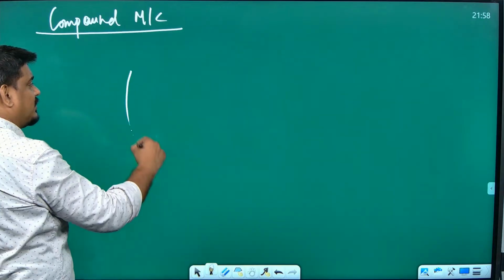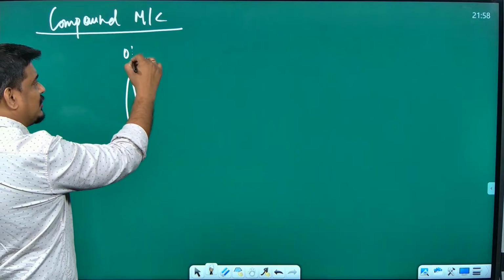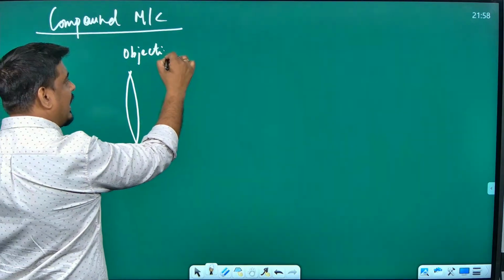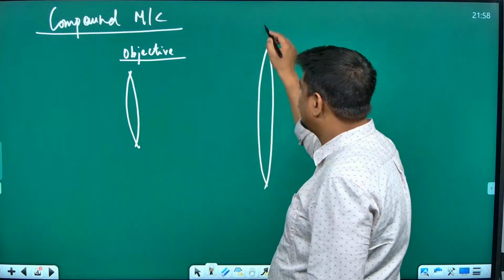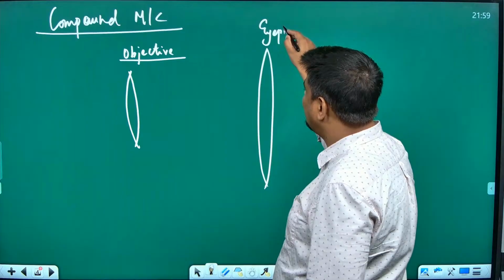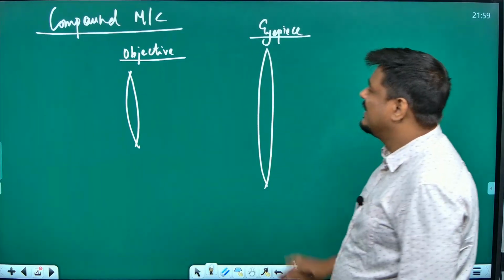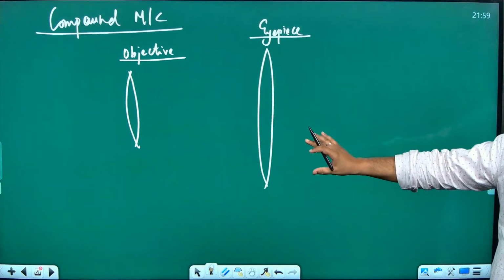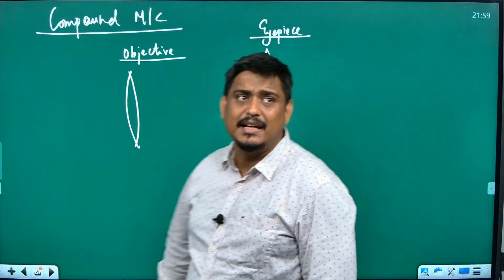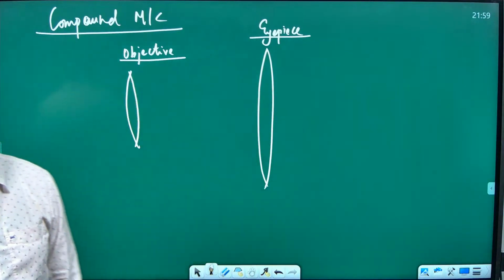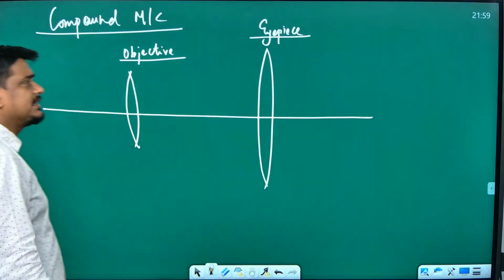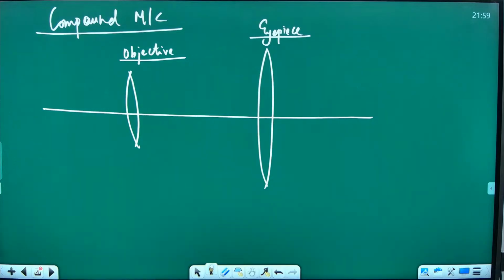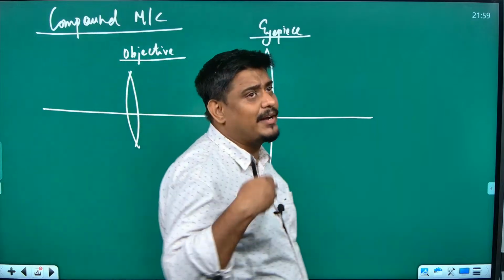The smaller one being used as the objective and the bigger one being used as the eyepiece. Now as I said, the meaning of eyepiece is this lens will be near to the eye, and the meaning of objective is this lens will be near to the object. So the lens near to the object is called the objective, the lens near the eye is called the eyepiece. Now there are two lenses here. Why are we using two lenses? To get better magnification.